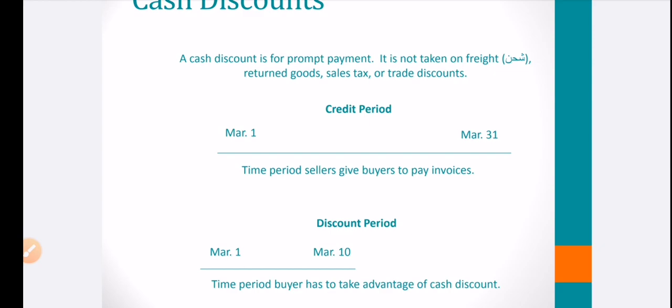Sometimes you buy something from a company, and they tell you that you have to pay this amount within 30 days, for example, less or more. But if you pay in the first 10 days, for example, then we give you a discount. If you didn't pay within the first 10 days, then you will not take this discount. So this is what we are going to talk about now.